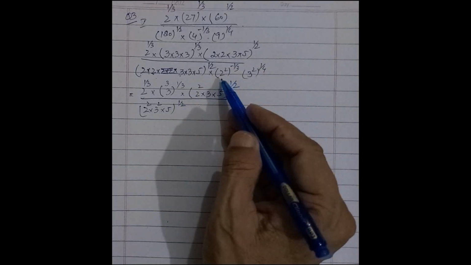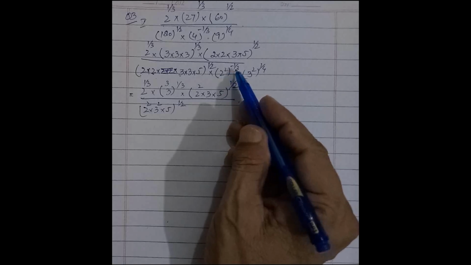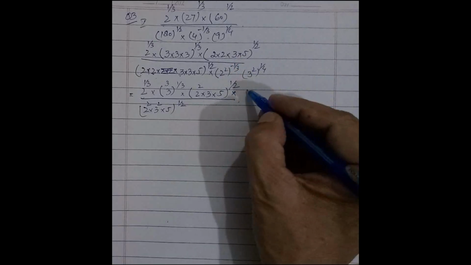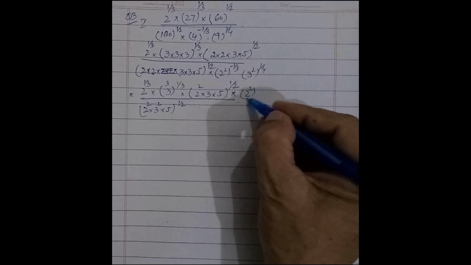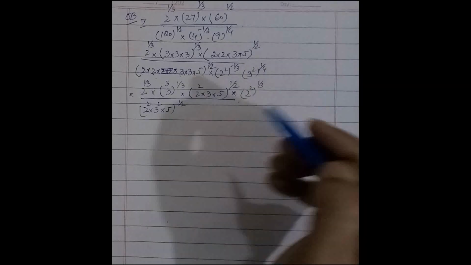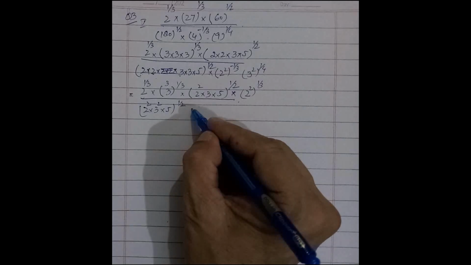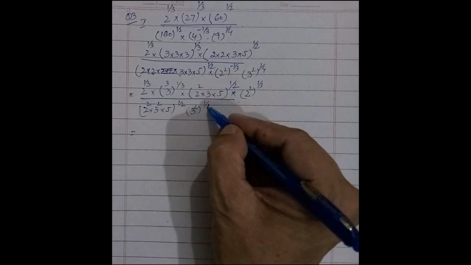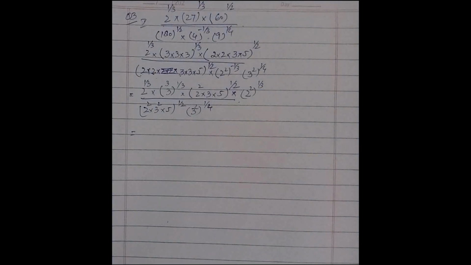And we shifted 2's power (2)^(-1/2) on the numerator to convert its power to positive. 2's power 2 whole power 1 over 3. And the remaining values are 3's power 2 whole power 1 over 4. Now, further we simplify these values by multiplying powers.